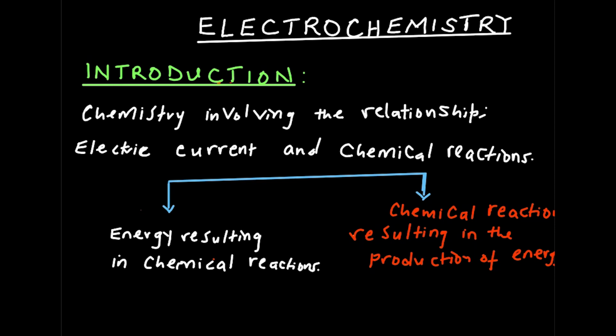Welcome to chemistry lesson number 21. Electrochemistry. Electrochemistry is the chemistry involving the study of the relationship between electric current and chemical reactions.